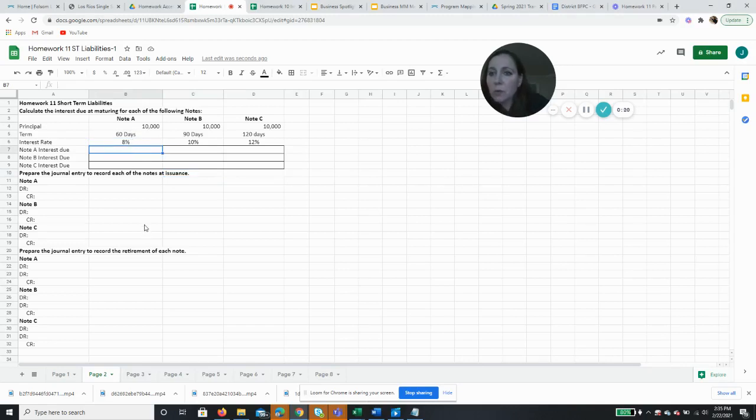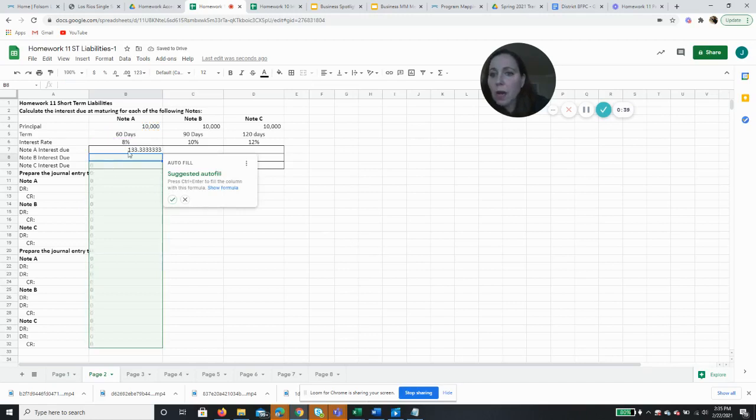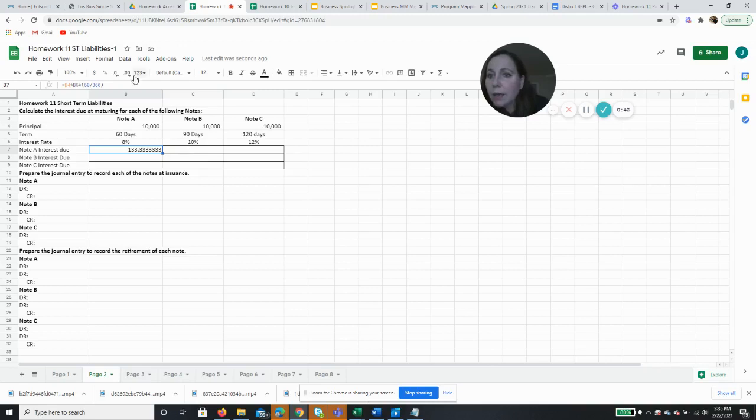So the interest due at maturity is going to be the principal of $10,000 times the interest rate of 8% times 60 days divided by 360, or $133. Let's do that. Okay, $133.33.